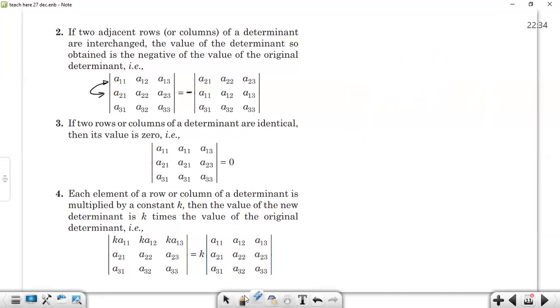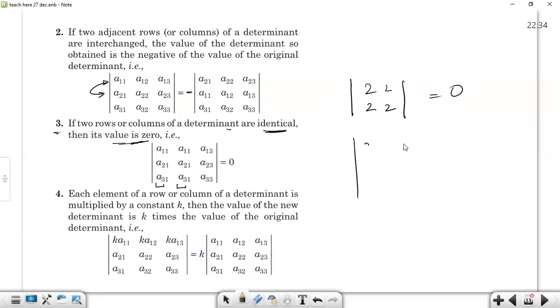Next property. If two rows or columns of a determinant are identical, meaning they are the same, then the determinant value is 0. You can observe that if the first column and second column are exactly the same, then the determinant will be 0. Let's take an example. If this is 2, 2 and this is 2, 2, the first two columns are equal, so its determinant value is 0. You can find out that 4 minus 4 will become 0.